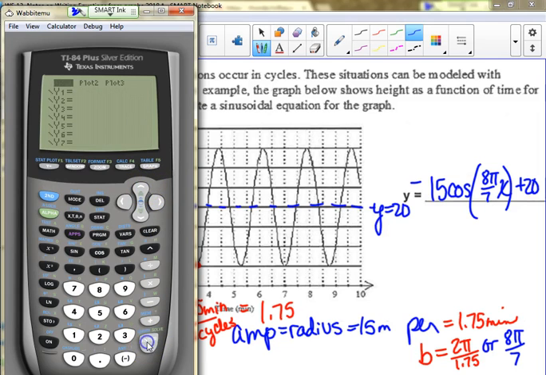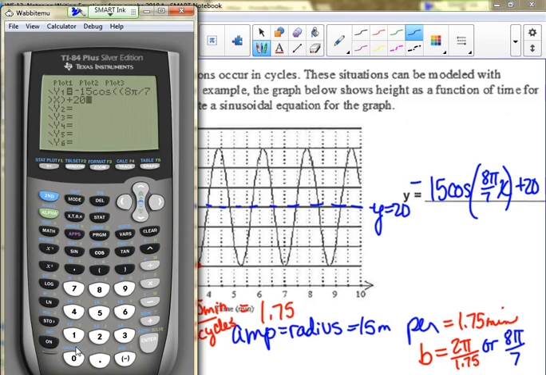By the way, I need to turn my stat plot off, otherwise it's going to be trouble. So it's negative 15 cosine parenthesis 8. I'm going to put an extra parenthesis there. 8 pi over 7. Close parenthesis, and then I'm going to put my x, and then close all that, plus 20. I just want the x to be on the top, not on the bottom with the 7, which I think it would be, but it kind of confuses me.